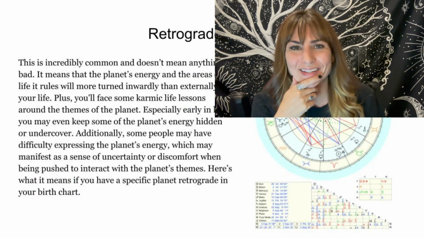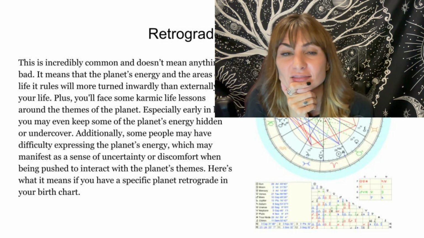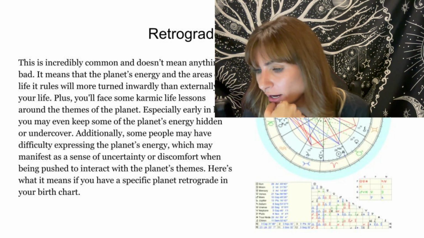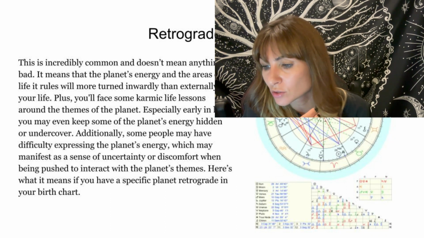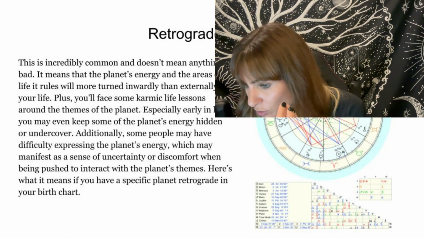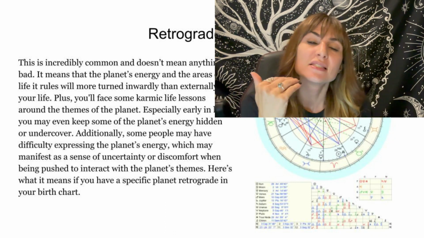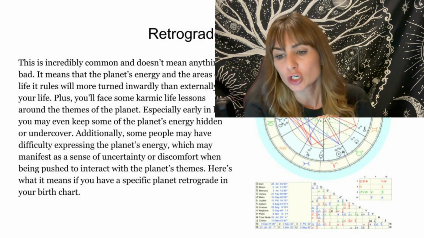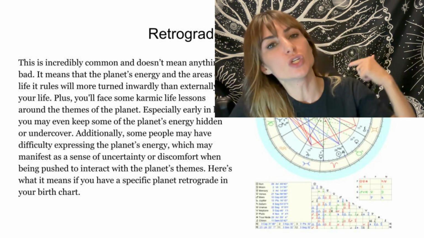Okay, retrograde planets. When you see the little R symbol beside a planet, in this chart example, this person has quite a few. They've got Pluto in retrograde, Saturn in retrograde, Uranus in retrograde, Neptune in retrograde. They've got these in retrograde when they were born. Essentially, the energy is going to be a little more inverted, more internal.